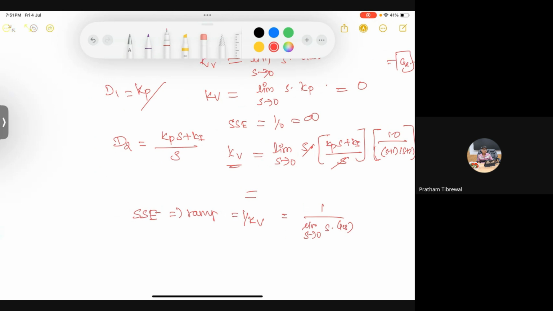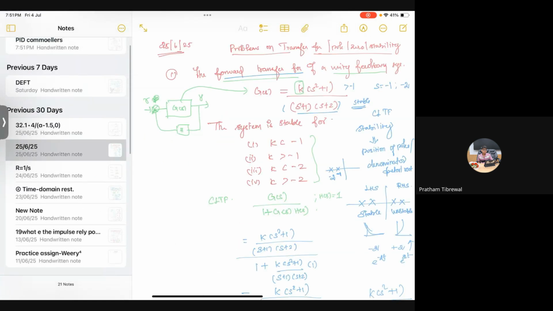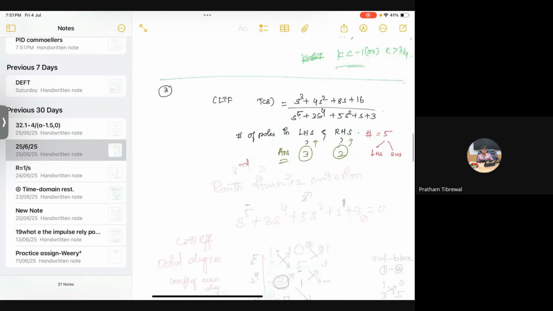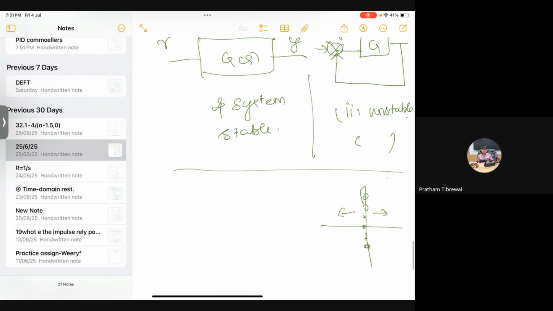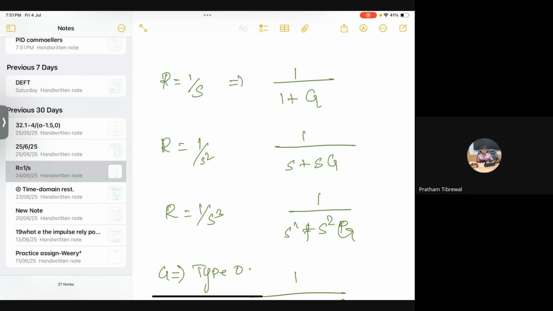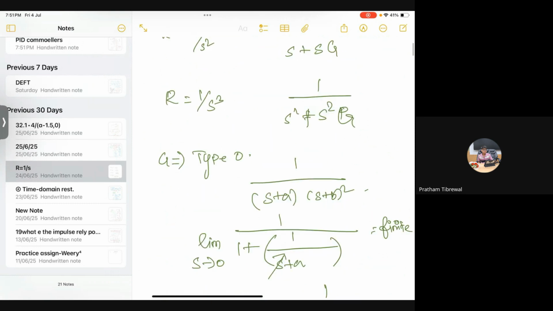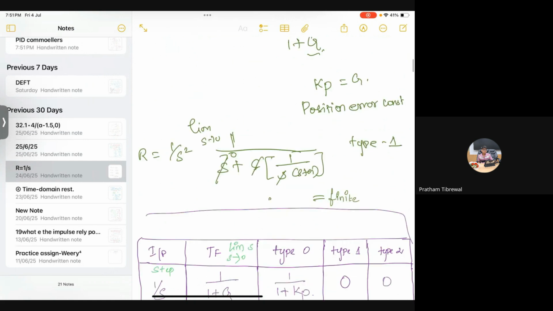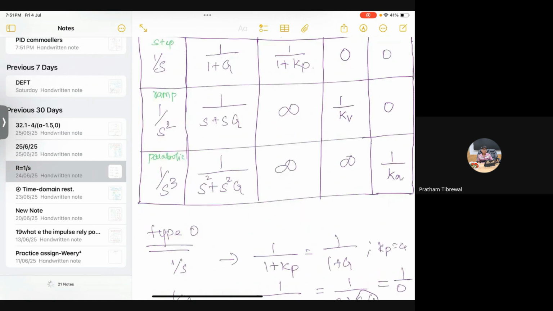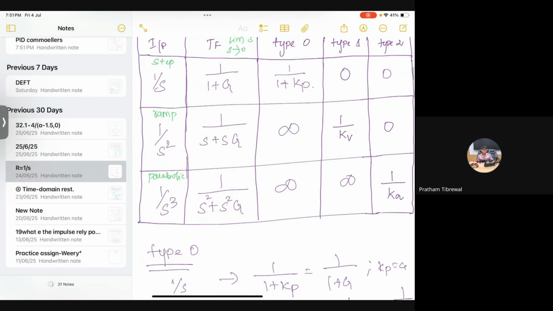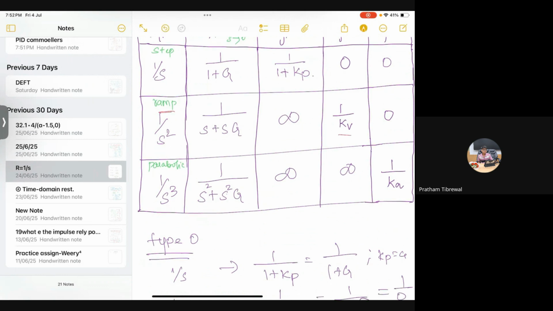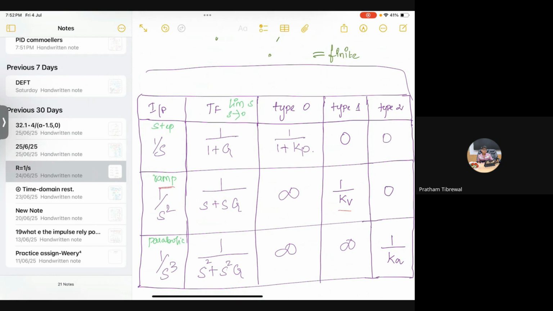If you are not convinced with this, I can go to that and show you. See, for ramp input, this is 1 by Kv, that is the SSE for the type 1 system I'm considering.